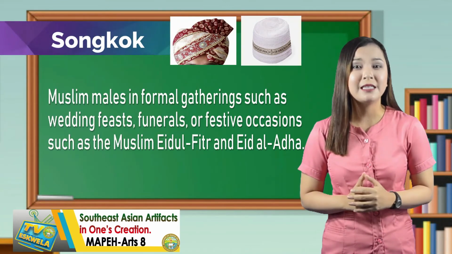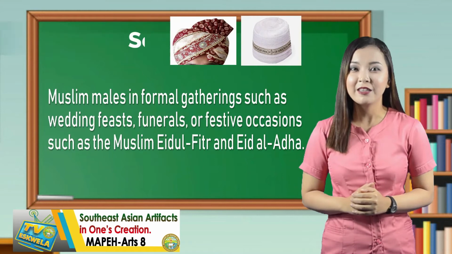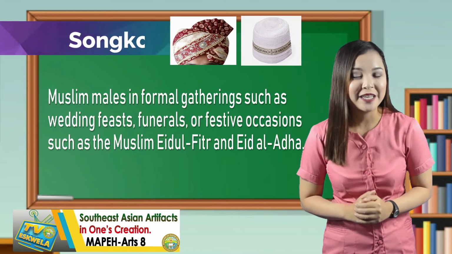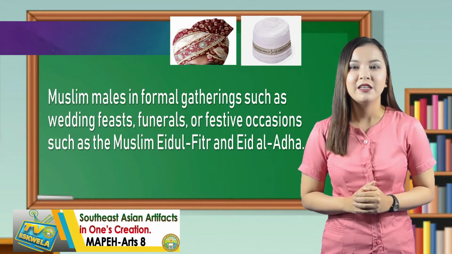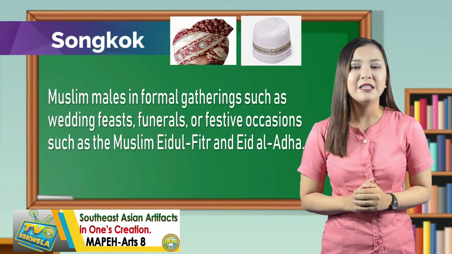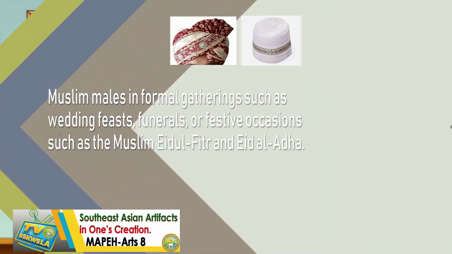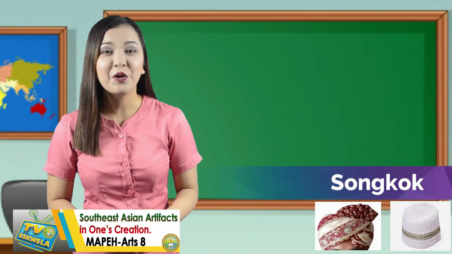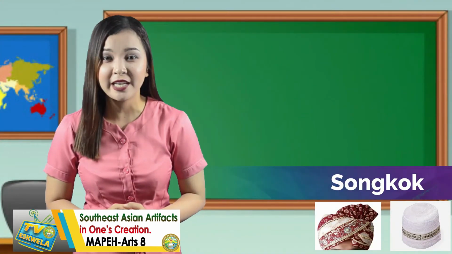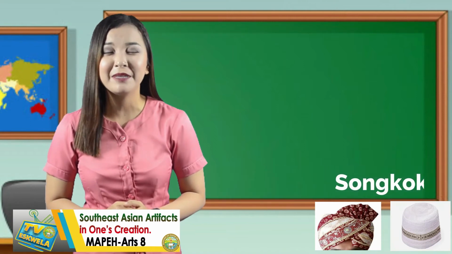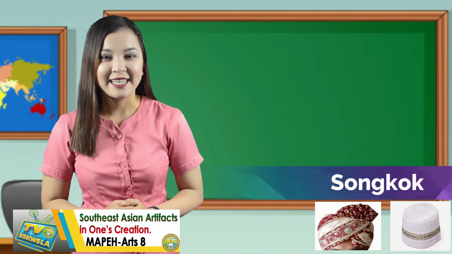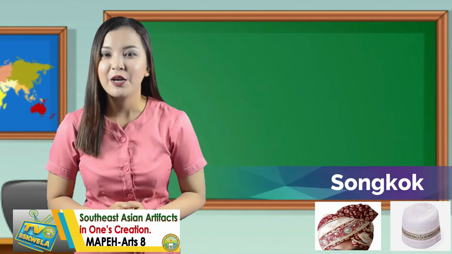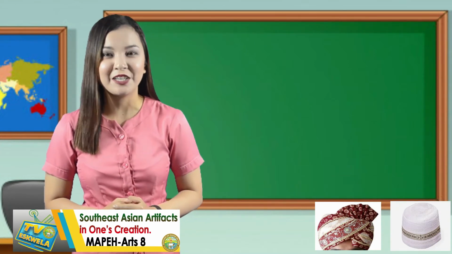Mostly among Muslim males in formal gatherings such as wedding feasts, funerals, or festive occasions such as the Muslim Eid al-Fitr and Eid al-Adha. The sungkok came to be associated with Islam in Malaysia, while in Indonesia, peci is also associated with the nationalist secular movement.